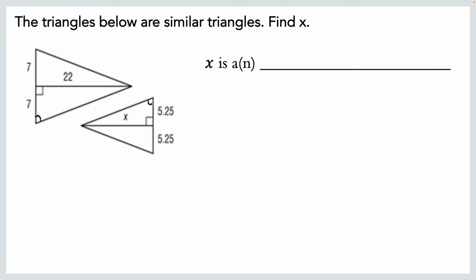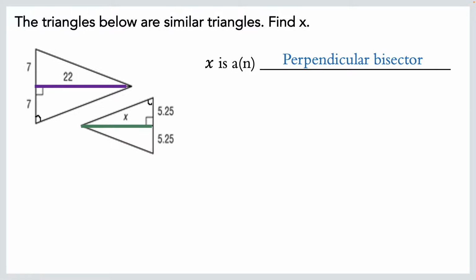So here we've got two triangles and they're similar. So we're going to find x. But first of all, what is x? Well, it's right there. We know that x is a perpendicular bisector, okay, because it hits this side of the triangle at a 90-degree angle and cuts it in half. So we know that's a perpendicular bisector. And so its partner in the other triangle is 22.